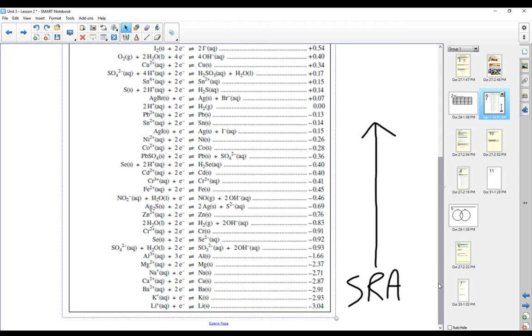All right, we need to find, well, already looking down here, K plus is down here. Is K plus a good oxidizing agent? No. K solid, potassium solid, is an excellent reducing agent, but K plus is a terrible oxidizing agent, so that means it doesn't want to get involved.